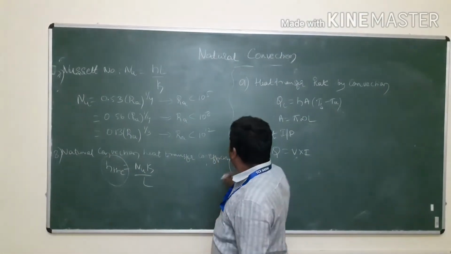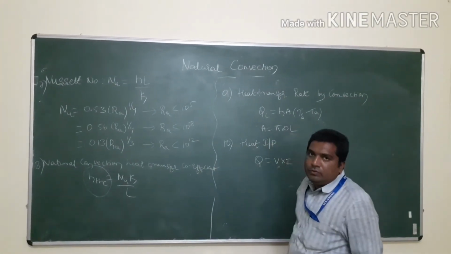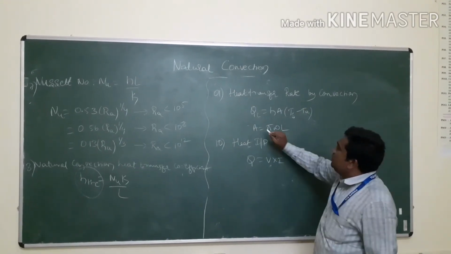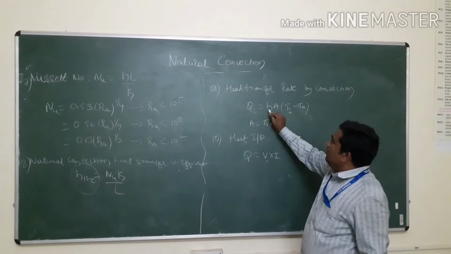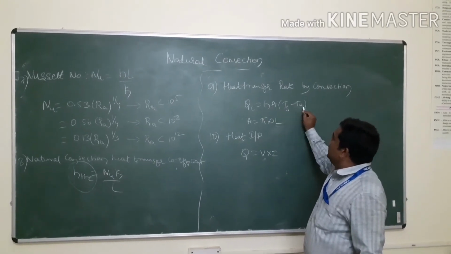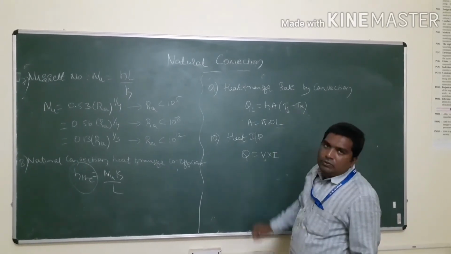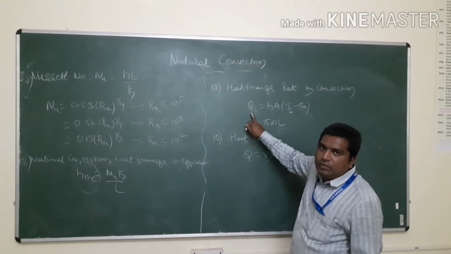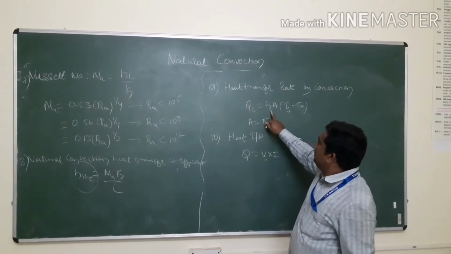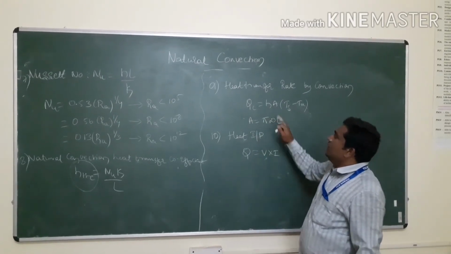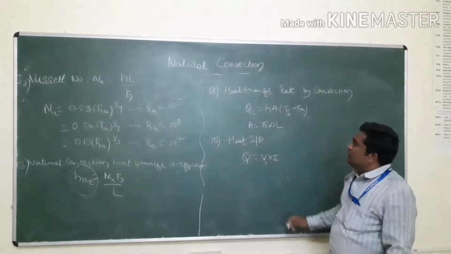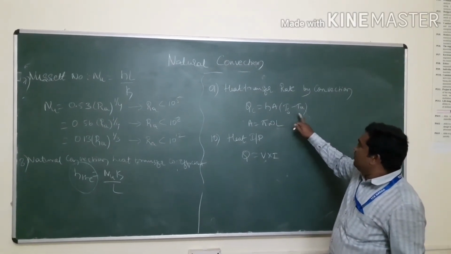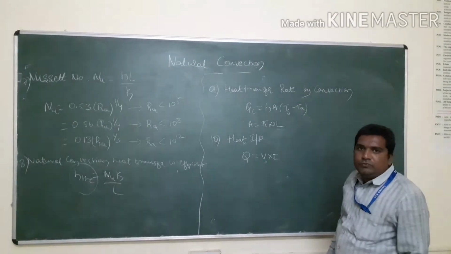Now we will determine the value of the experimental heat transfer coefficient. To determine it, the formula used is Qc is equal to hA into Ts minus Ta, where Qc is the heat loss due to convection, h is the heat transfer coefficient, A is the surface area of heat transfer, and Ts minus Ta is the temperature difference, that is the surface temperature minus the atmospheric temperature.